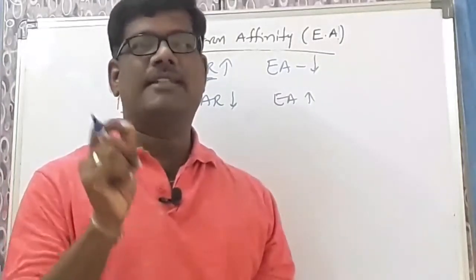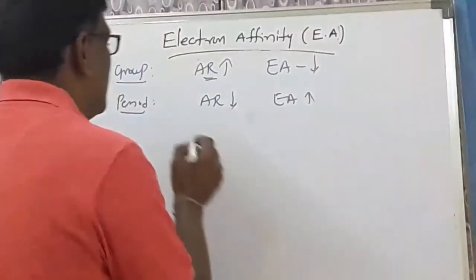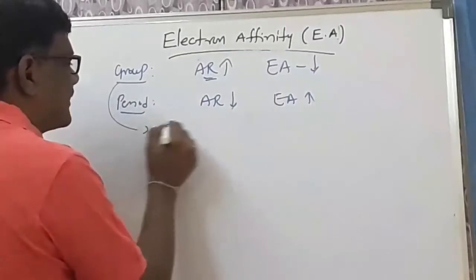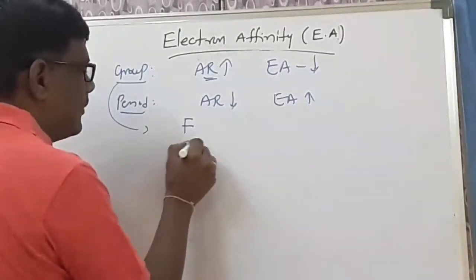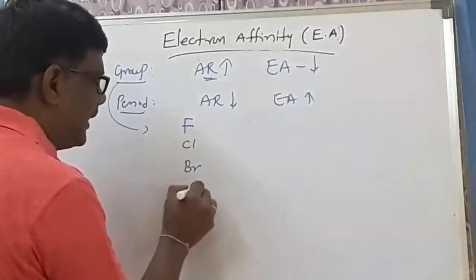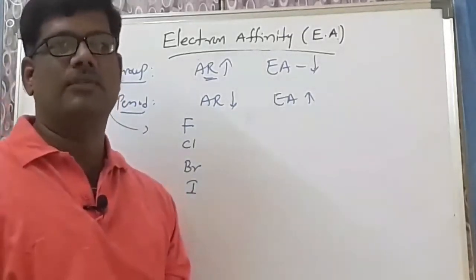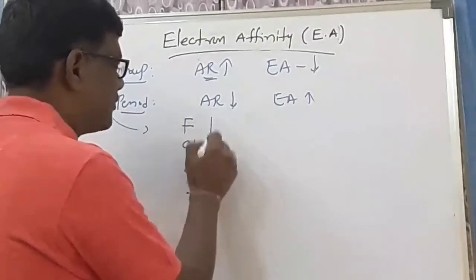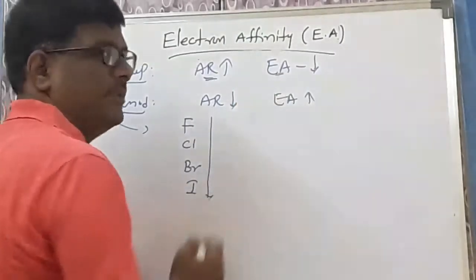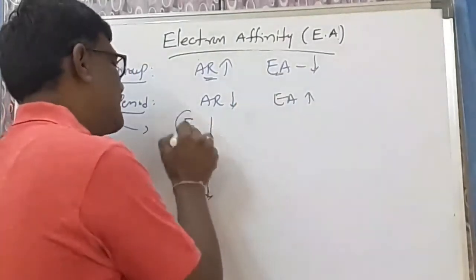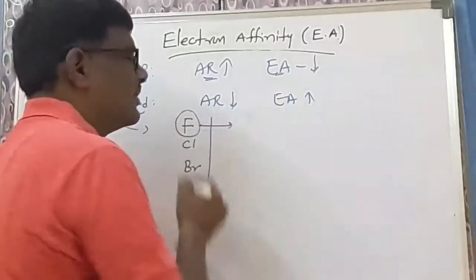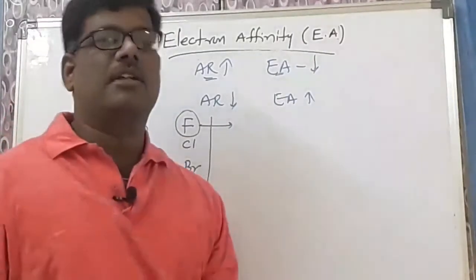But here is one exception, one important point I will give you. In the group you take, I am taking the 7th A group elements. I am taking fluorine, chlorine, bromine and iodine. This is the 7th A group element, which are also called the halogen elements. So in a group top to bottom, electron affinity must decrease. So here also it must decrease. Ultimately fluorine must and should have the highest electron affinity.